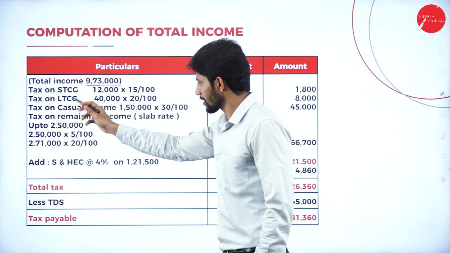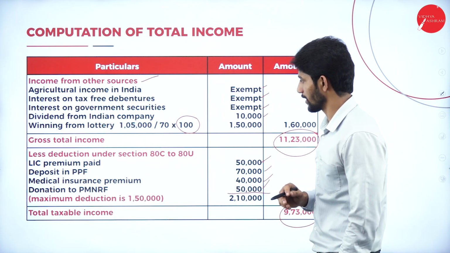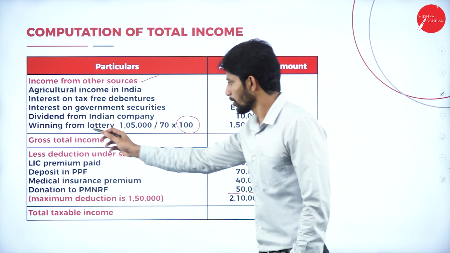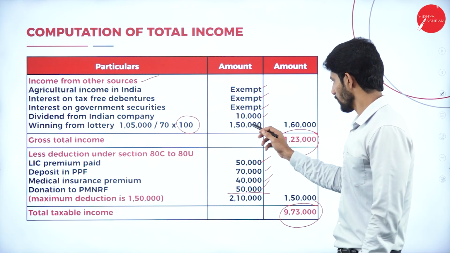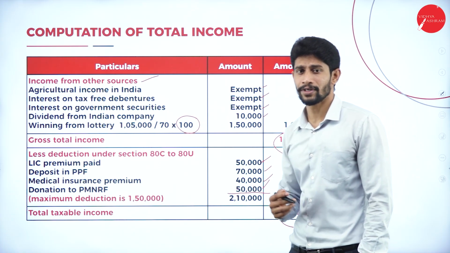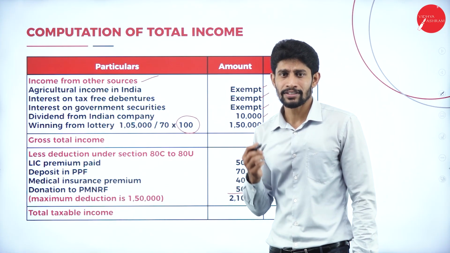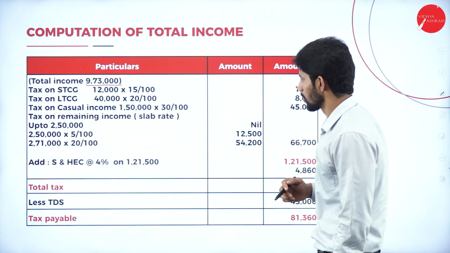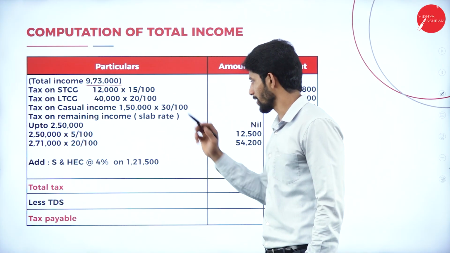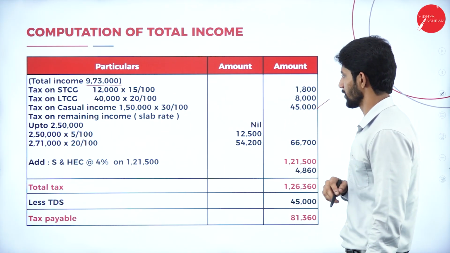And tax on casual income, that is winning from lottery. Here we have 1,50,000. On 1,50,000 we are supposed to compute 30%. Yes, we all know the tax on casual income is 30%. So now compute 30% on 1,50,000, you will get 45,000.